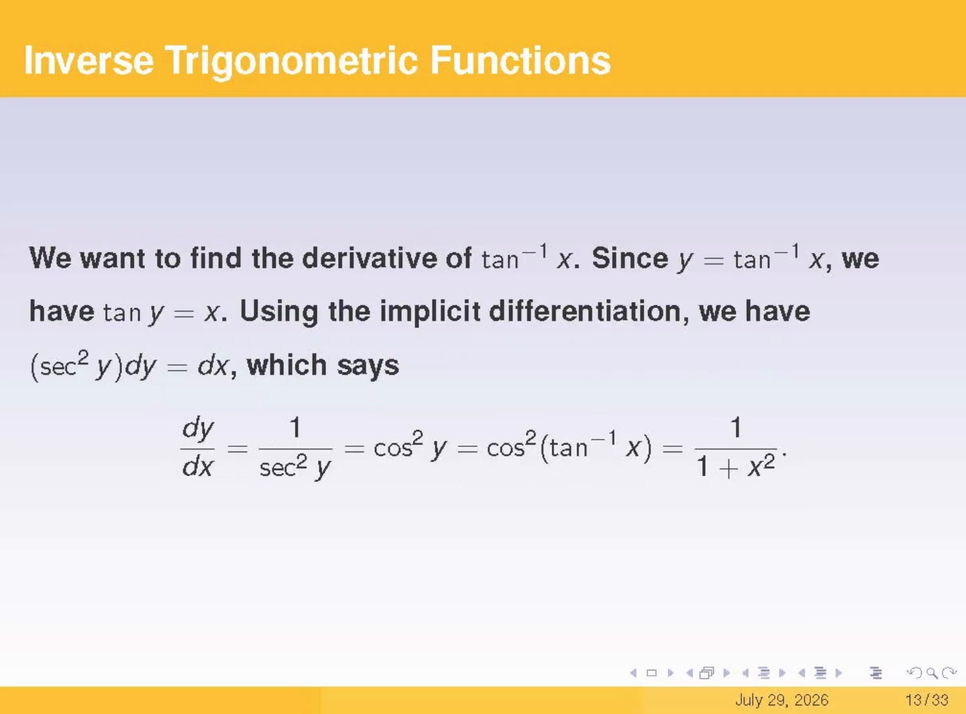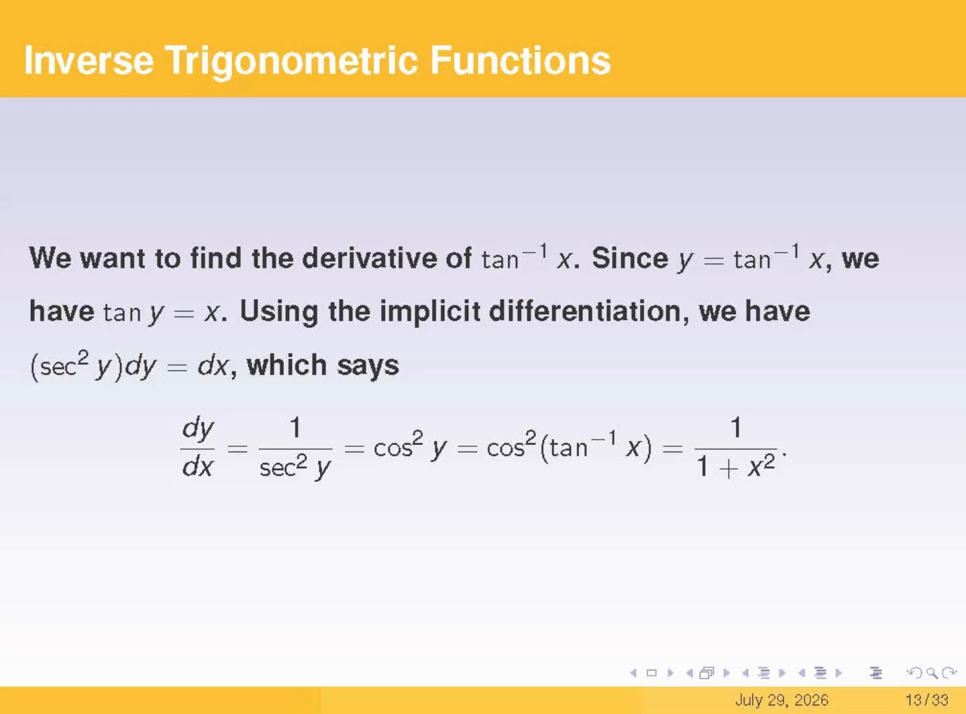We're going to use implicit differentiation to find the derivative of the inverse function arctangent. If we set y equal to arctangent x, then tangent y equals x, as seen on line 2. Using implicit differentiation and taking the derivative of both sides with respect to x, we get the first equation on line 3. Rearranging this for dy/dx gives us the bottom line.